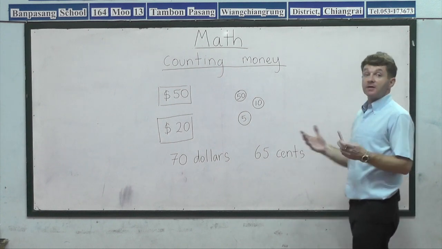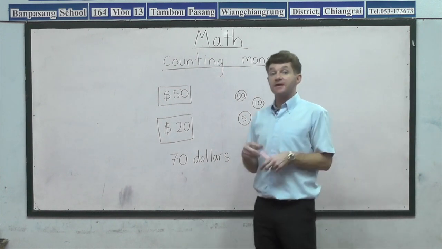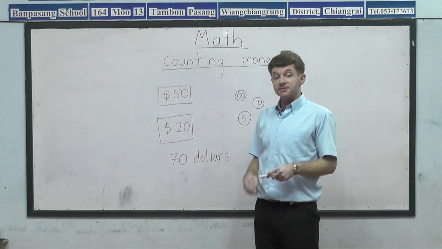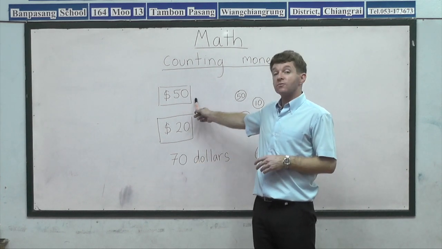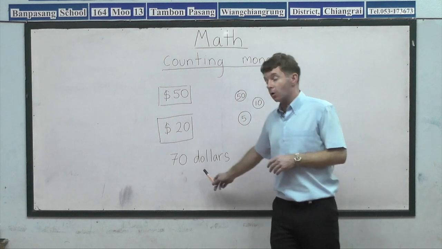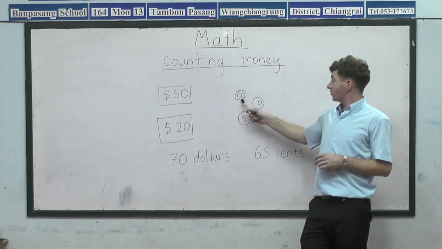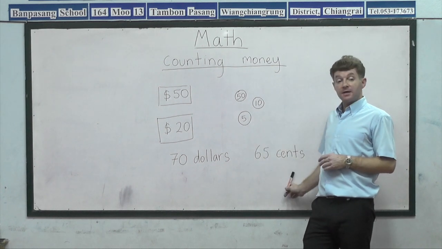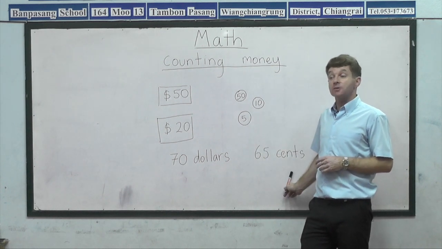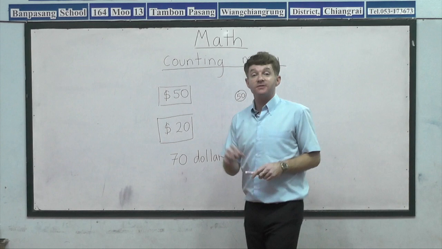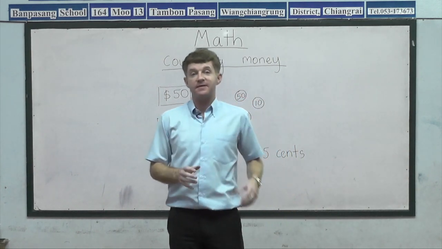C-E-N-T-S. This is how we calculate money together, dollars and cents. The banknotes or the bills, what are they called, guys? Dollars. And what are the coins called? Cents. Okay? So now, teachers, it's time for our worksheet activity.